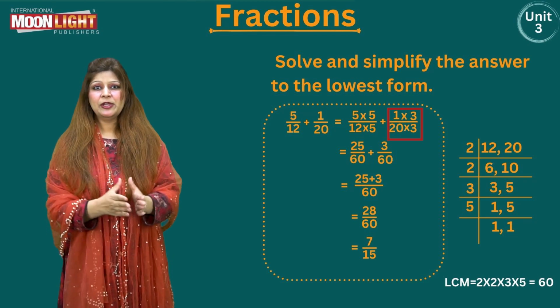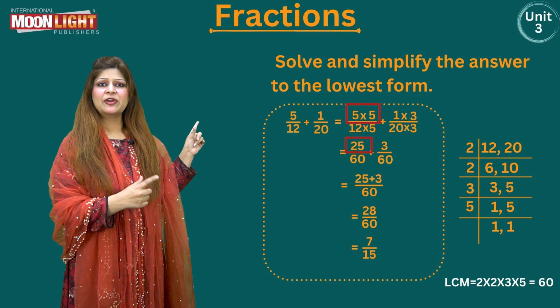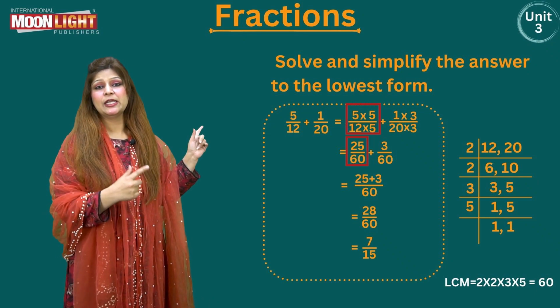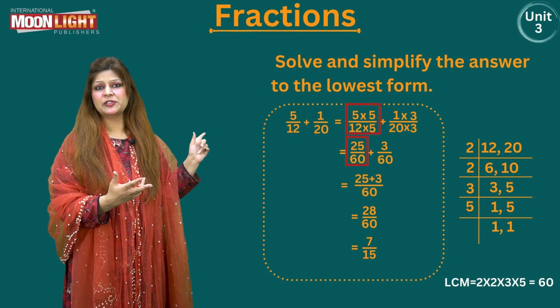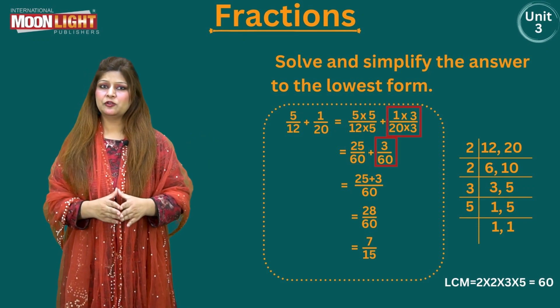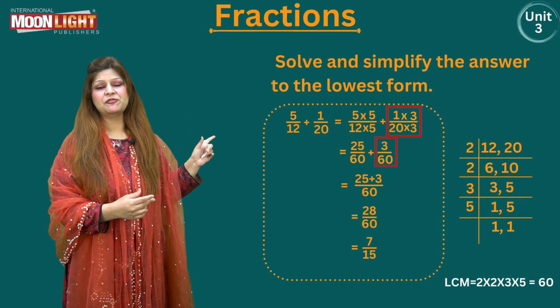So here we go. Right now we are going to multiply 5 by 5. 5 5s are 25, so 25, and 12 5s are 60. 25 by 60 is my first fraction now. Plus the second fraction: 1 3s are 3 and 20 3s are 60. 3 by 60 is my second fraction now.